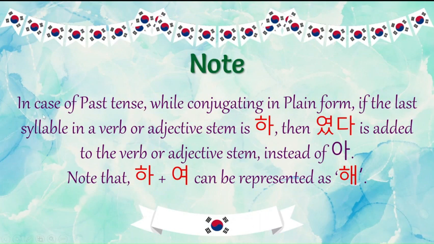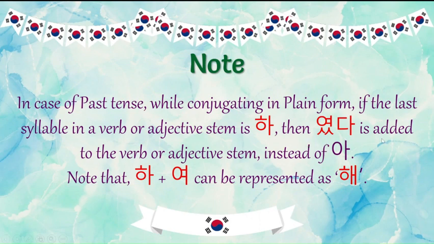This is very important. When you are talking in past tense, while conjugating in the plain form, if the last syllable in a verb or adjective stem is ha, what does it mean? If the adjective or the verb is a hada verb or hada adjective. We know there are hada verbs and adjectives that end in hada, right? So if the last syllable of these stems is ha, obviously when we are talking about stem, we remove da from the adjective or verb and then the stem is left. So the last syllable of the stem is going to be ha.